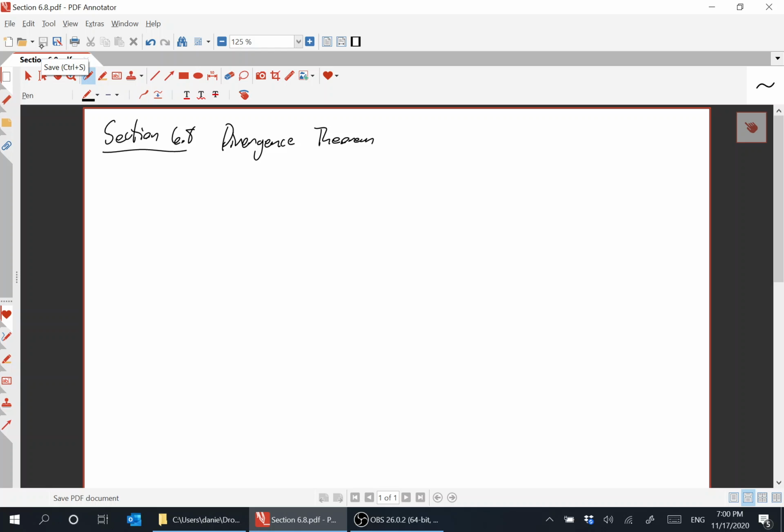Okay, so let S be a closed two-sided surface. So closed meaning it's got an inside and an outside.